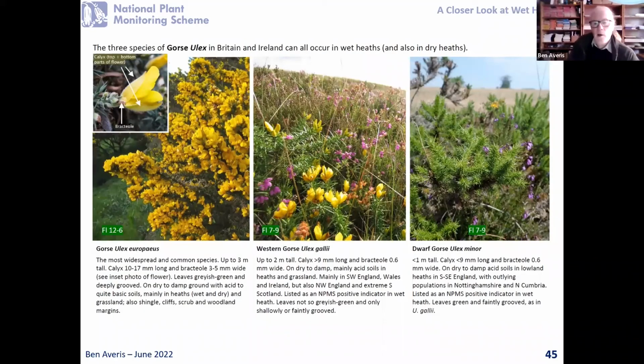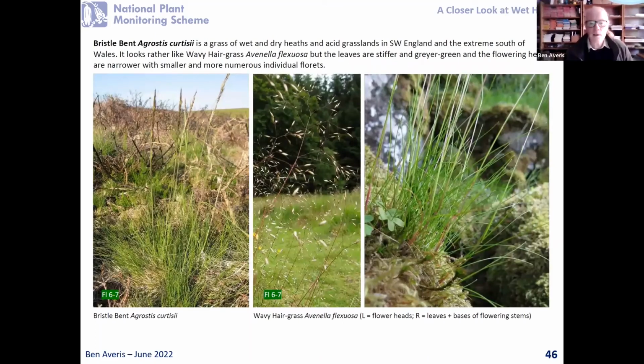Next picture is how to separate the different species of gorse, because see the western gorse in those last two photos, well, dwarf gorse, which has a much more restricted, more southern distribution, can also occur in dry heaths and in wet heaths and do the same kind of thing. So that tells us how to separate them all. Obviously, I haven't got enough time to go through all the details of those separations for identification, because we've got to move on to the next page, which shows a couple of grasses.